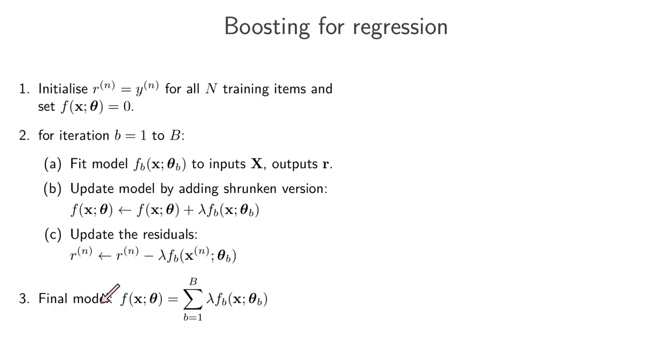And then in the third step, that's where we get out our final model, the thing we're going to use. We simply combine the capital B models that we trained in the iterations. The models are combined by simply adding up their scaled predictions. And hopefully these steps will make sense when we go through the example. Let me just quickly talk about what happens in the first iteration and then what happens from that point onwards.